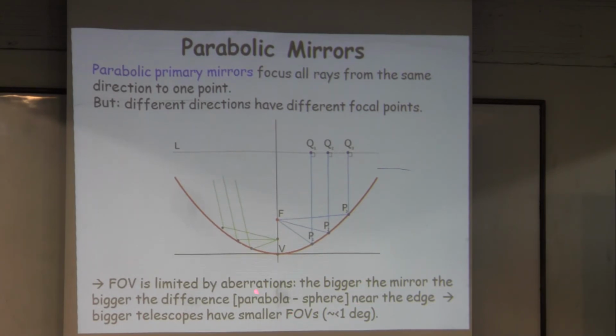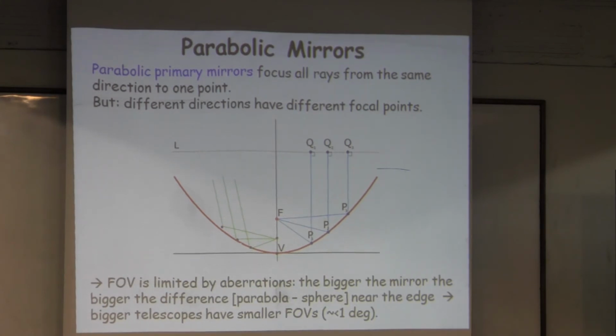And some people are shocked, but with one of the big telescopes we're referring to, you would have a hard time imaging the full moon, for example, because the field of view is smaller than the angular size of the full moon.